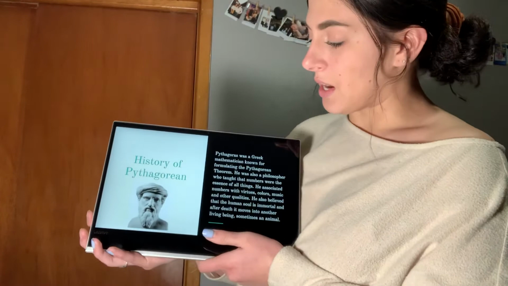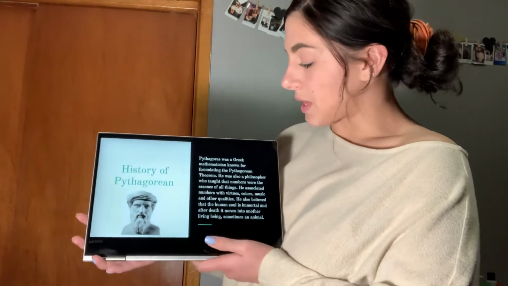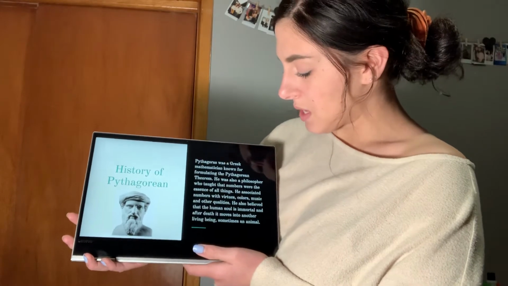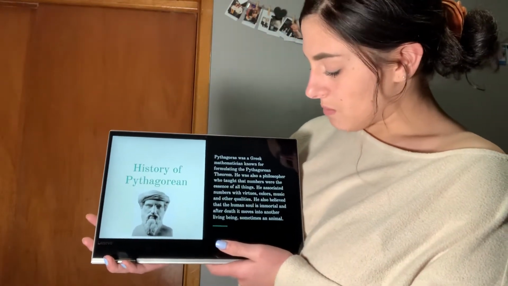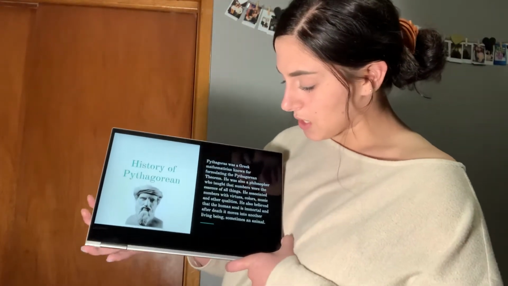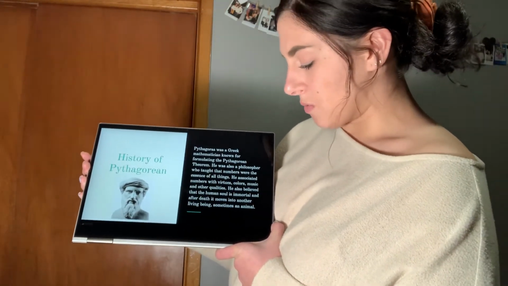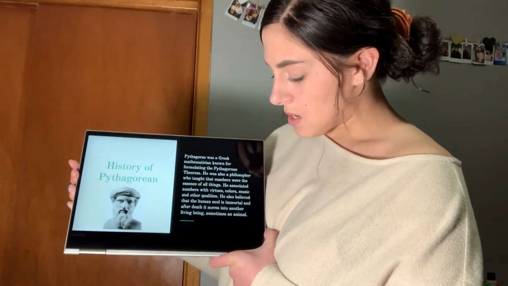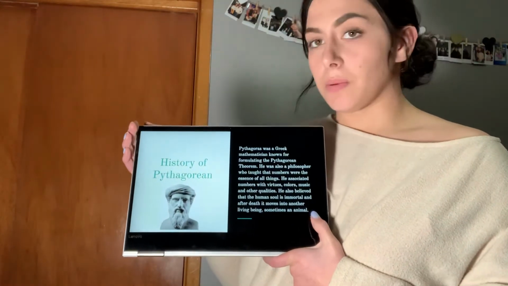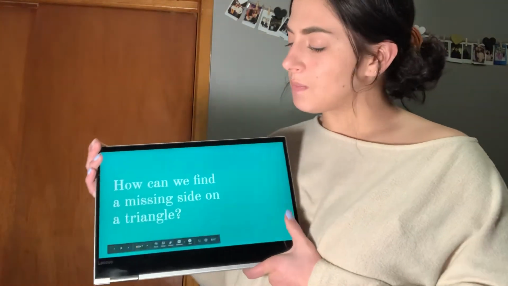The history of the Pythagorean theorem. This one is just so the kids know where it comes from, where the word comes from. So Pythagoras was a Greek mathematician known for formulating the Pythagorean theorem. He was also a philosopher who taught that numbers were the essence of all things. He associated numbers with virtues, colors, music, and other qualities. He also believed that the human soul is immortal, and after death it moves into another living being, sometimes an animal. So this is interesting, I think, for students to know where it comes from and to have an idea of who he was and where it comes from, I guess, originally.